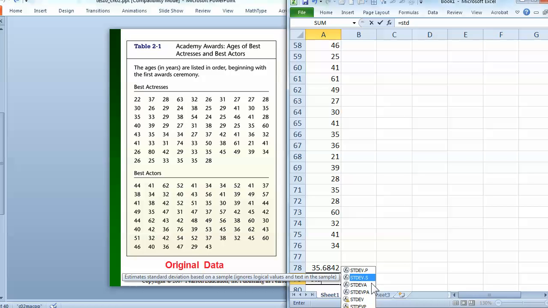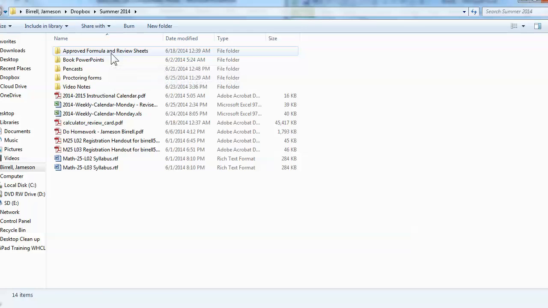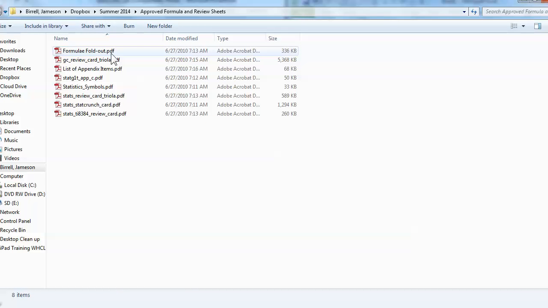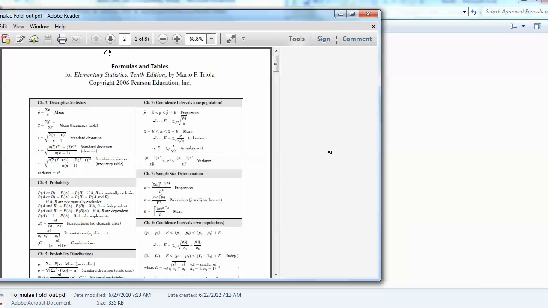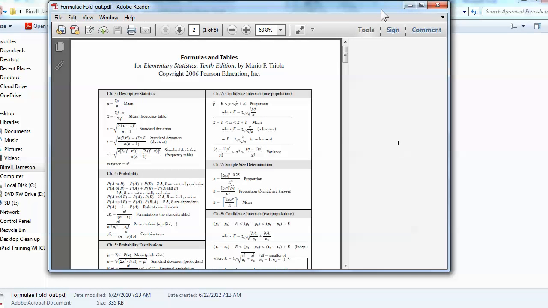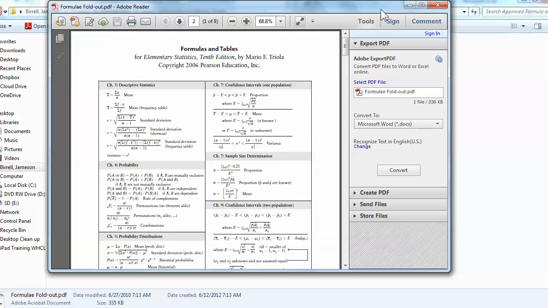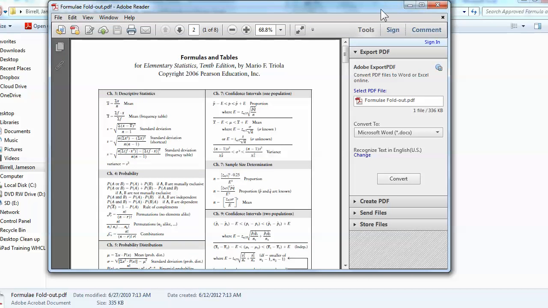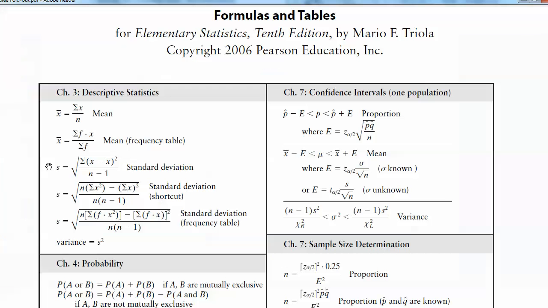In fact, I'll remind you what it is here. You can always just open up your approved formulas and review sheets because it's on there. It's in the fold out. And again, really you should have these things printed out and looking at them and flipping through them regularly. So here is the calculation for the sample standard deviation, denoted by S.